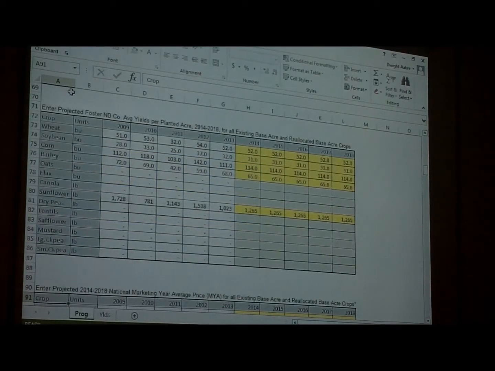Now is where you'd really do the guessing. The first two tables were historical. This is the historical yields for Foster County.